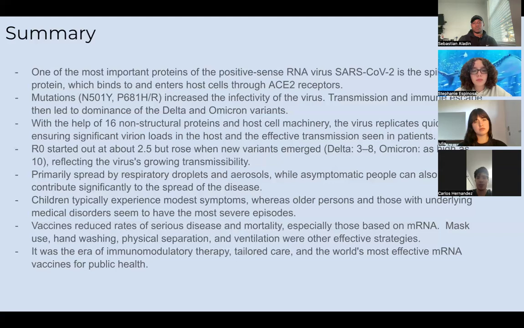It was shown that the elderly, those with critical conditions, and the immunocompromised are more likely to go through more serious and life-threatening illness. However, younger individuals tended to have less severe symptoms, regardless of them being able to give the virus to others.